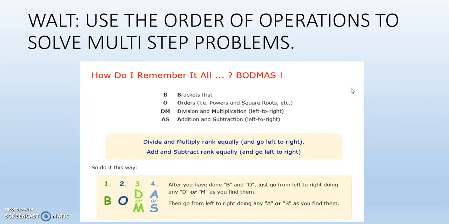So how do I remember it all? This comes back to our learning goal, where I spoke about BOMDAS, or BODMAS, as I incorrectly said. Brackets first. That's the first thing you do. Orders is the second. So that's our exponents, our powers to 2, our square roots. Division and multiplication, left to right, and then our addition and subtraction. That's key for us to understand. Division and multiplication rank equally and go left to right. Add and subtract equally, left to right.